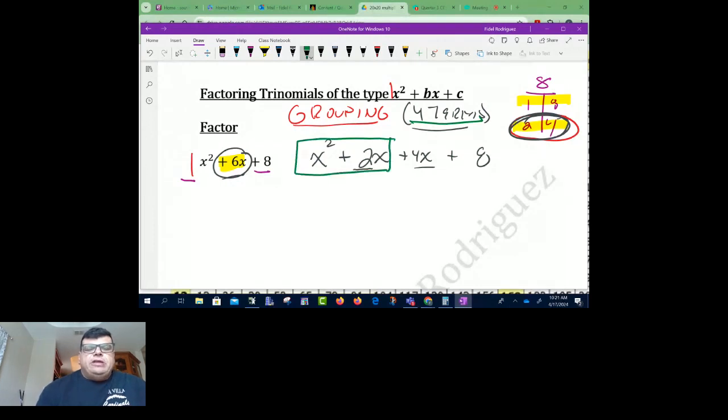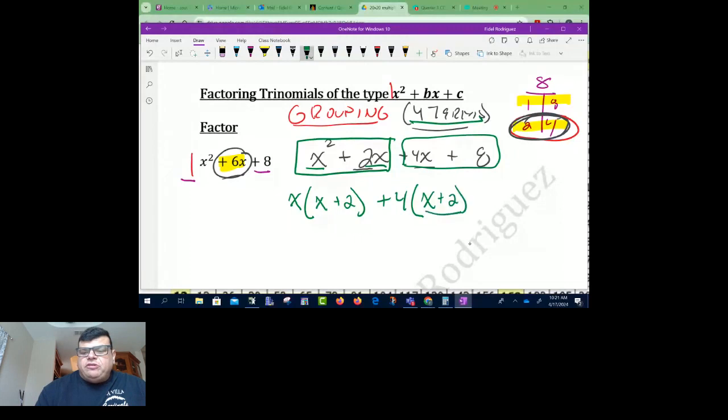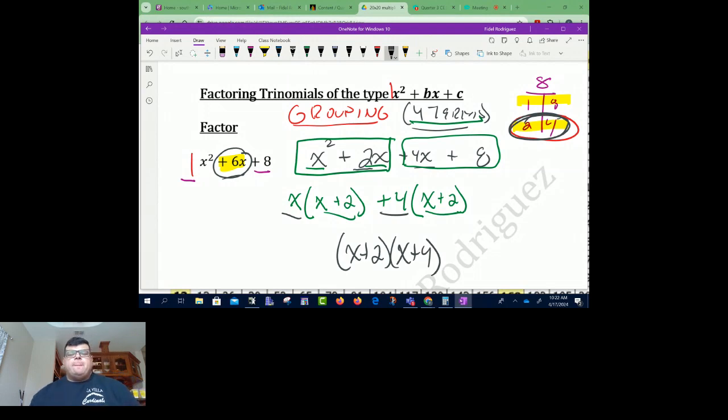So I can come back over here and I can say, look, what do they both have? Hey, they both got an x. Here's an x plus 2. What can I take out of both of these? Oh, we can take out a plus 4. And I'm left with an x plus 2. Okay. So now, y'all, from here, I got an x plus 2, and I have an x plus 4. And I'm done.